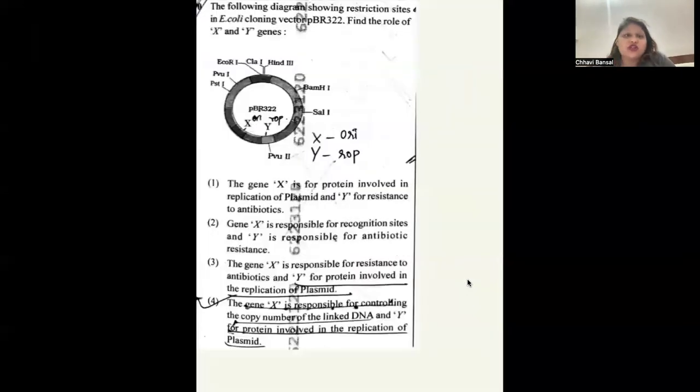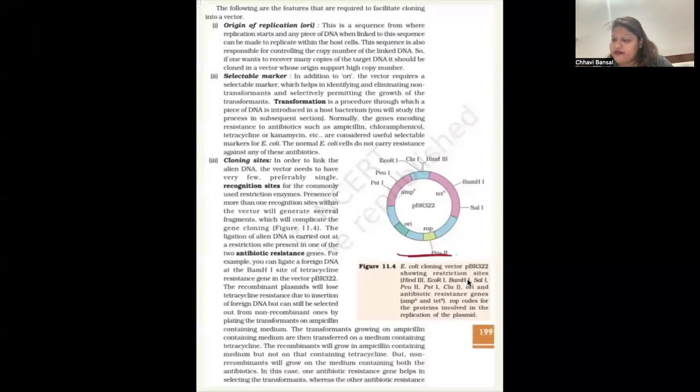Next, this question is also from biotechnology, where we are going to talk about the cloning vector. This is given the following diagrams showing restriction sites on E. coli vector pBR322. You have to tell what is the role of X and Y. What is X? If you see, this diagram is exactly given in NCERT.